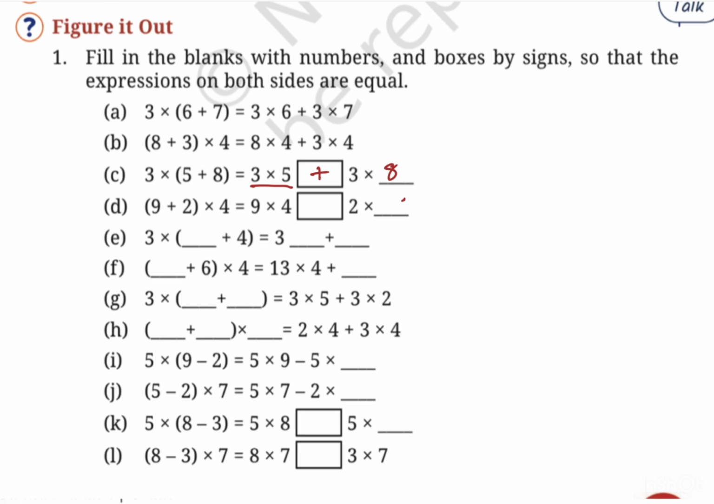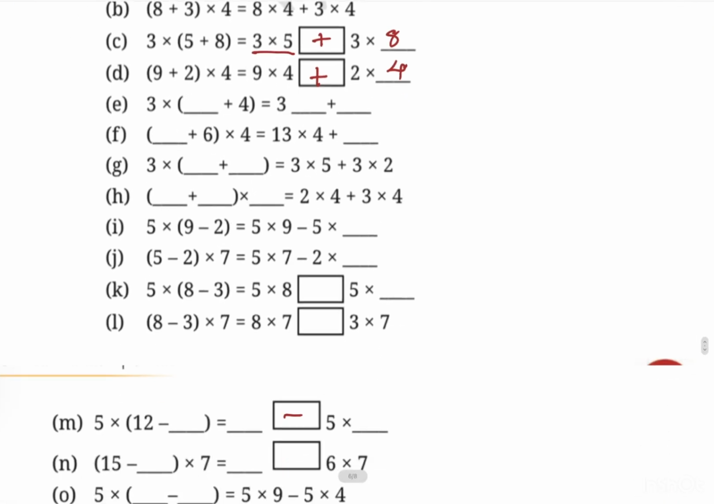Next question, 9 plus 2 multiplied by 4 is equal to 9 times 4 plus 2 times 4. Next question, 3 times dash plus 4 is equal to 3 times, we can write it as 6, then 3 times 6 plus 3 times 4.